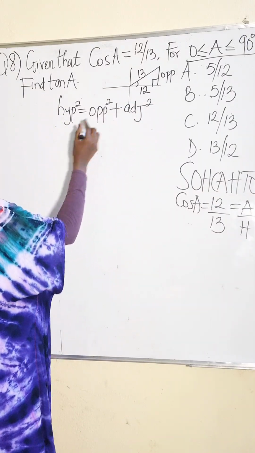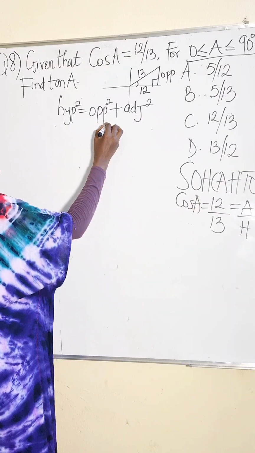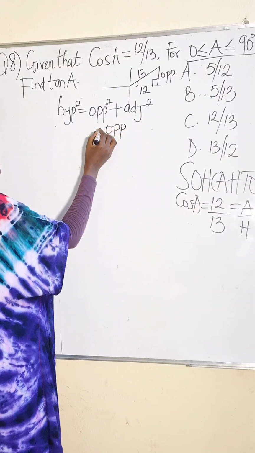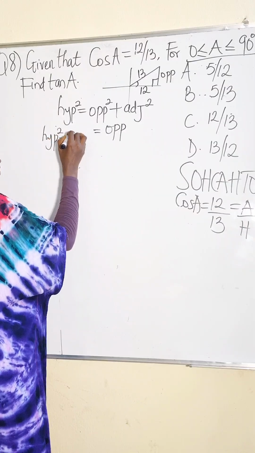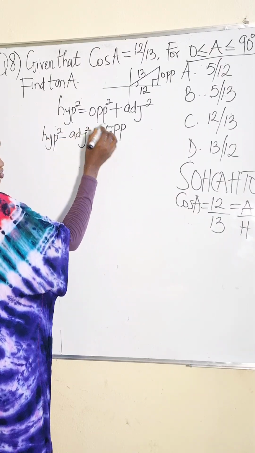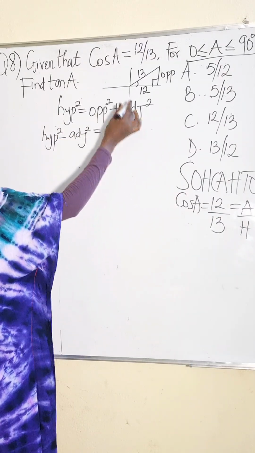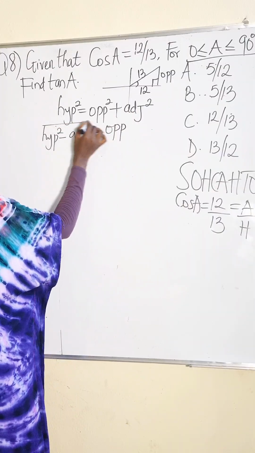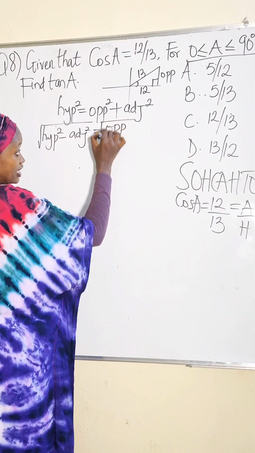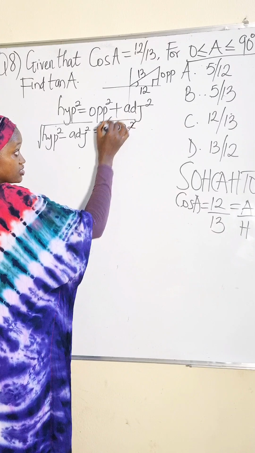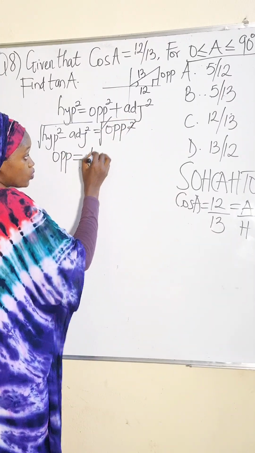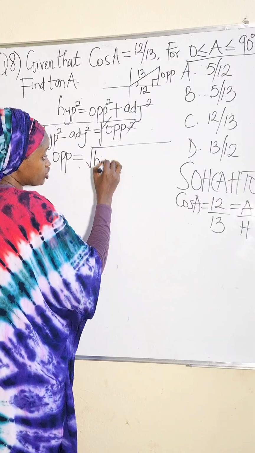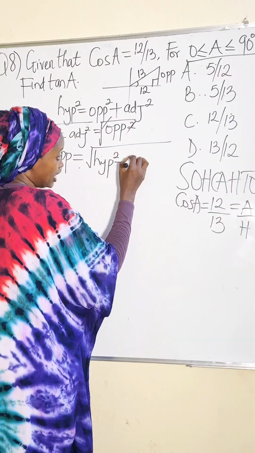Now, all we have to do next is to substitute. Remember, what we are looking for is the opposite. So if you rearrange, the opposite square will be equal to the hypotenuse square minus the adjacent square. The opposite is having a square here, right? So what do we do at this point? We take the square root of both sides. If you do this, the square will cancel the square root. So we'll be left with opposite equal to the square root of hypotenuse square minus adjacent square.